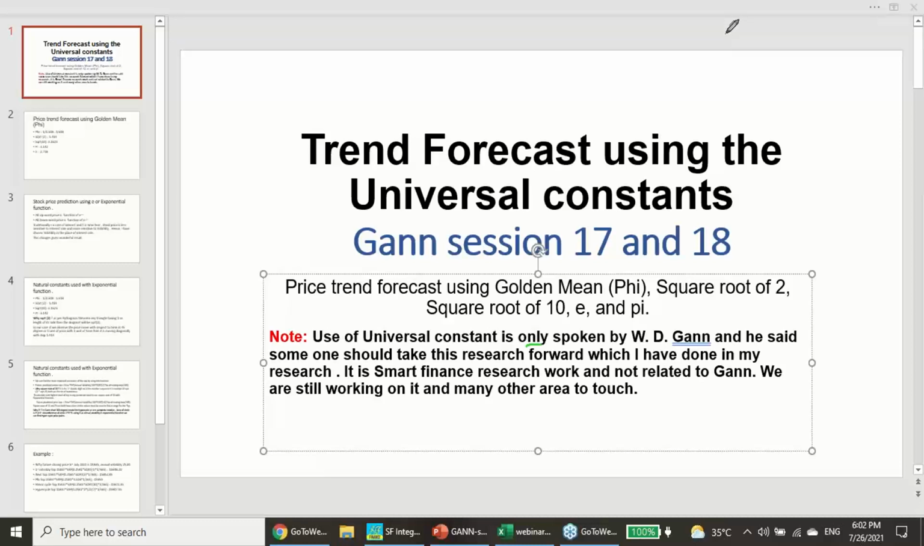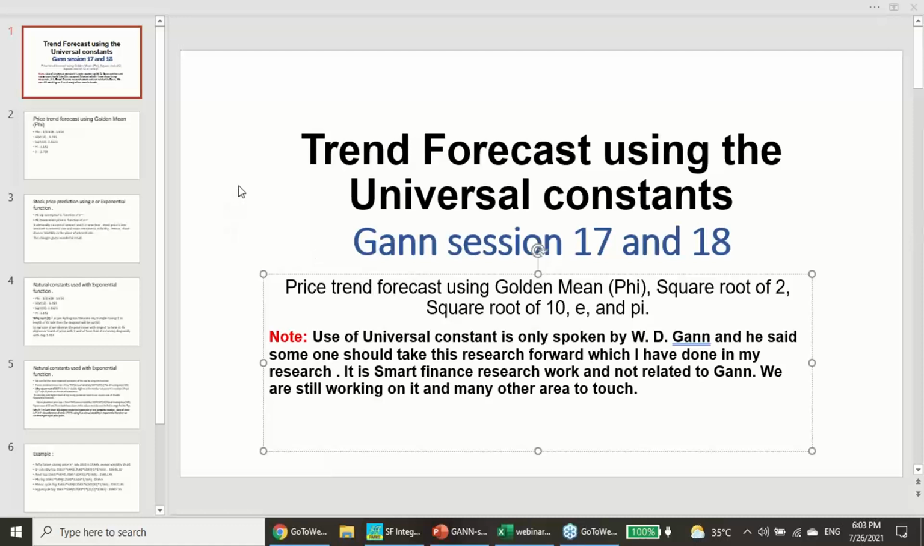Anything which is an integral part of our thinking can be utilized for trend forecasting. He just mentioned it, but he said someone should take this research forward. So we have done this research in Smart Finance and come to a conclusion on how to use this, and we are also still working on it. Some more areas and some more new constants we have to touch. So far, what we have achieved gives promising results.